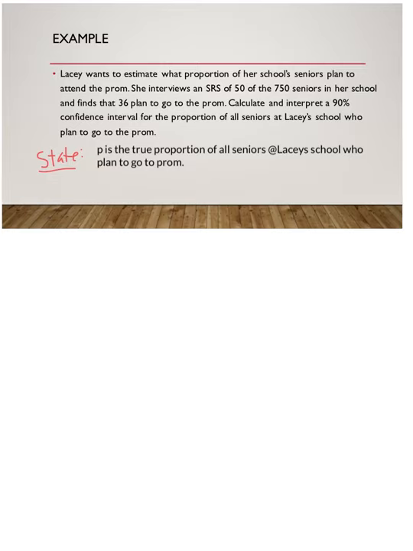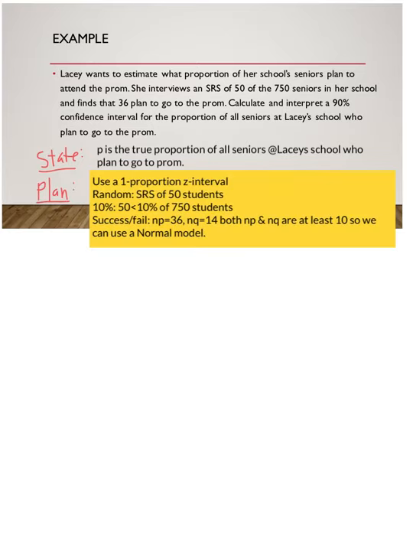So our first step is the state step, and we're just going to say P is the true proportion of all seniors at Lacey School who plan to go to prom. That's what the question is asking. Next, we're going to do our plan step.